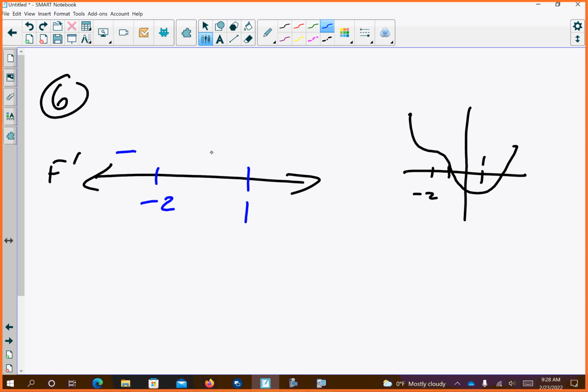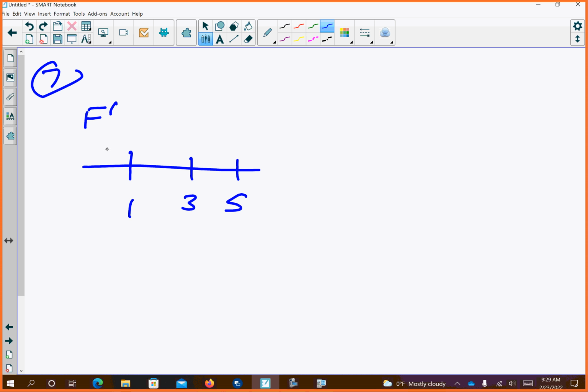So we have negative to negative. This verifies that we have that point of inflection right here. And then at 1 to the right, this becomes positive. And it goes from a negative slope to a positive slope. This would be a max. And that's about as straightforward as you get.